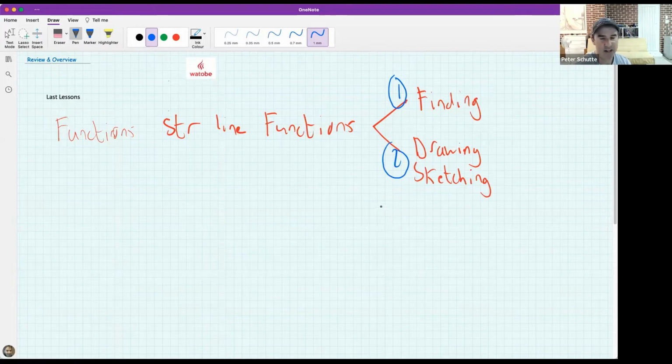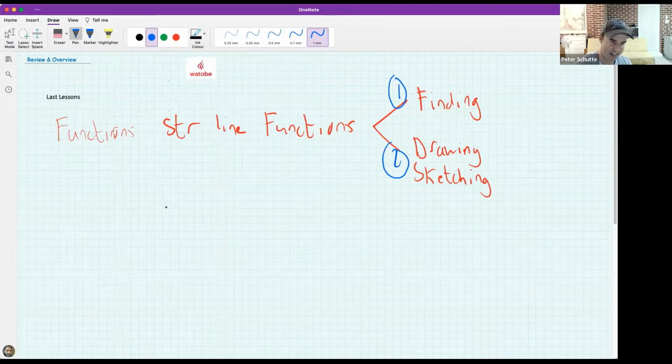Okay, so some of the important words would be x-intercept, y-intercept. It would be an intersection point. We learned how to find intersection points. We learned how to find gradients. So these are all important ideas.